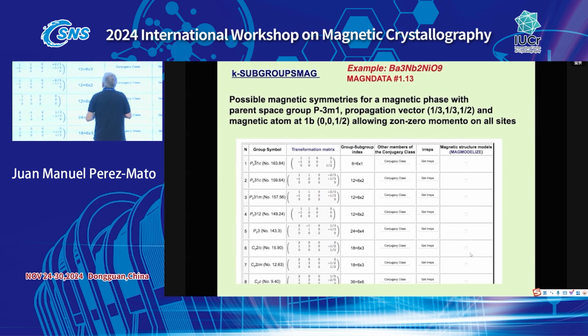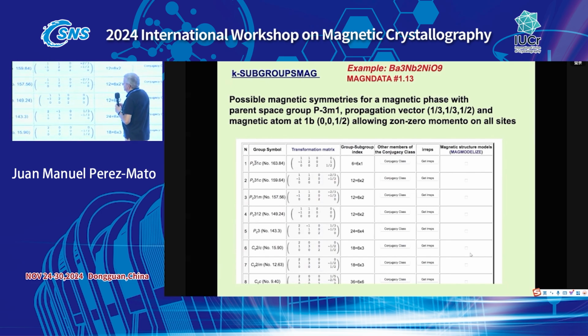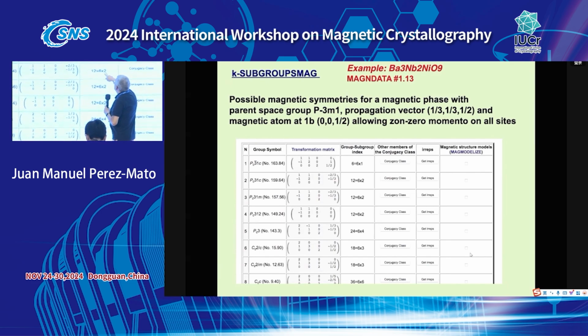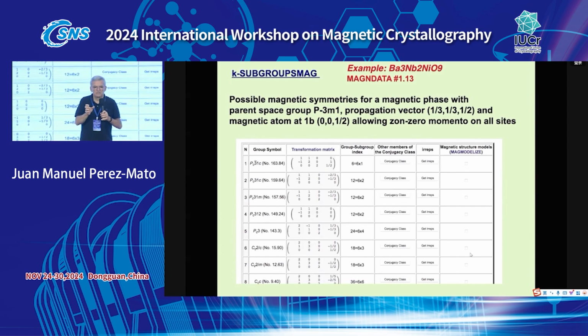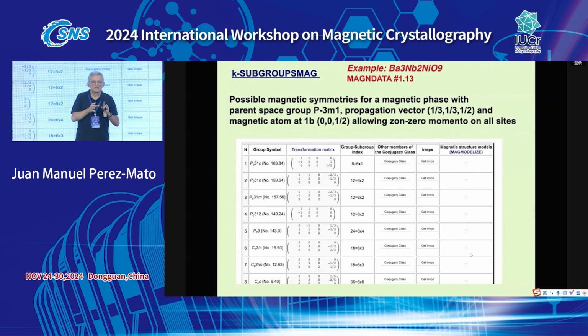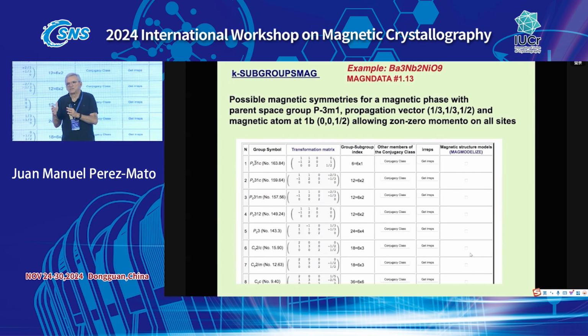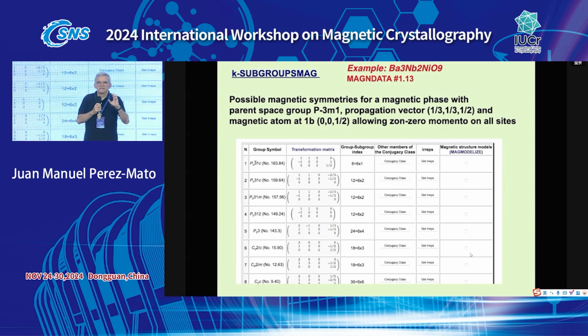But let me show you very important information in this page. First of all, here is what we call the group-subgroup index. The group-subgroup index is the factor which relates the number of operations that you had in the parent group with the number of operations that you have in this particular symmetry group. And this is really a theorem. This is a rule that you can trust. The number of types of domains that your structure is going to have is equal to this number, okay?